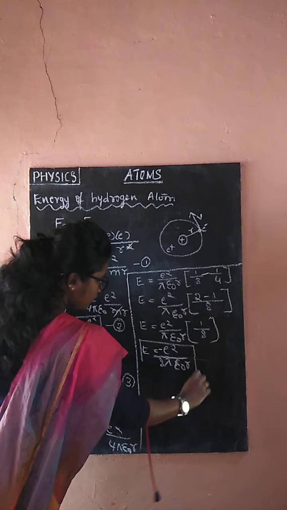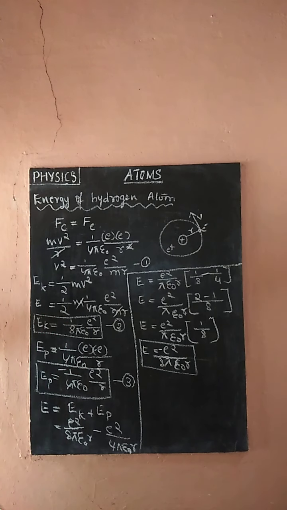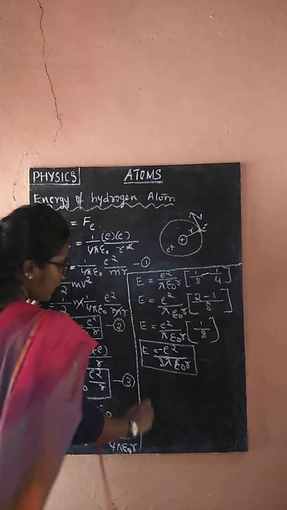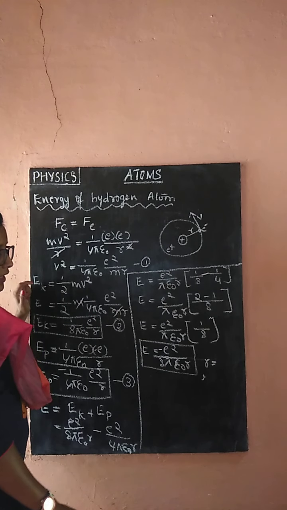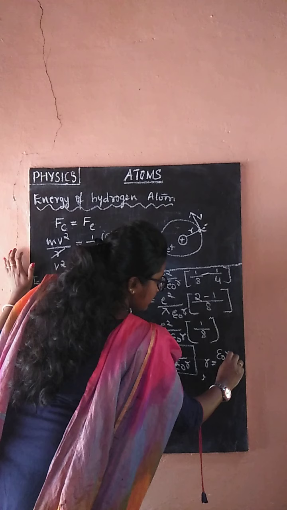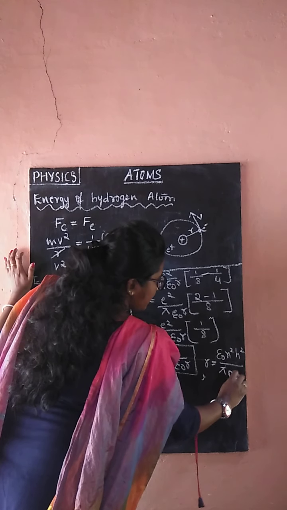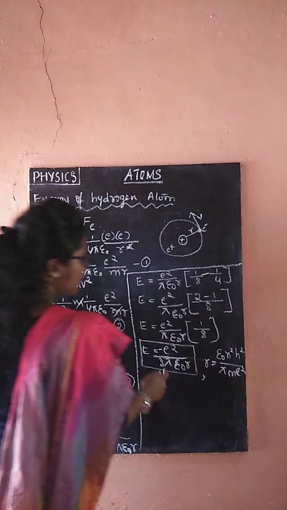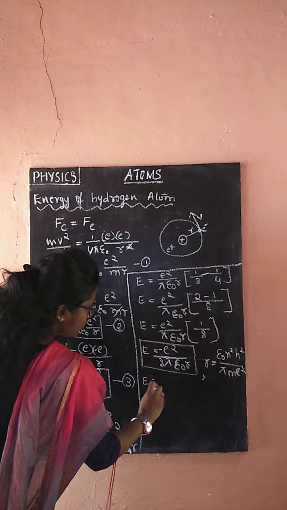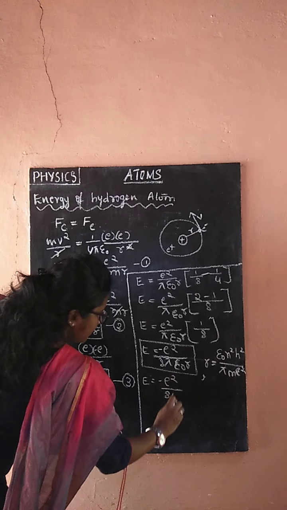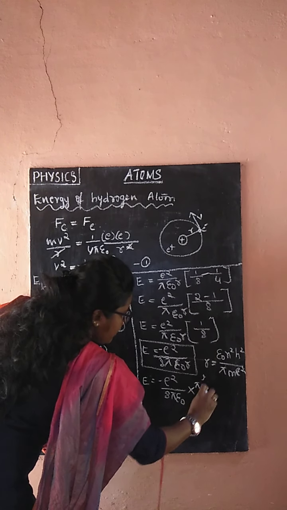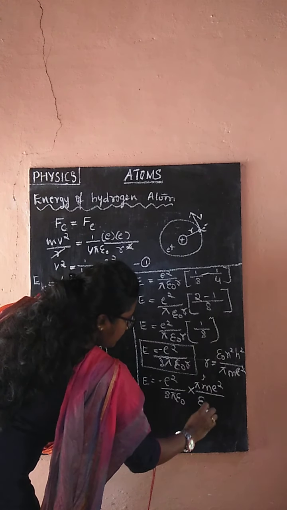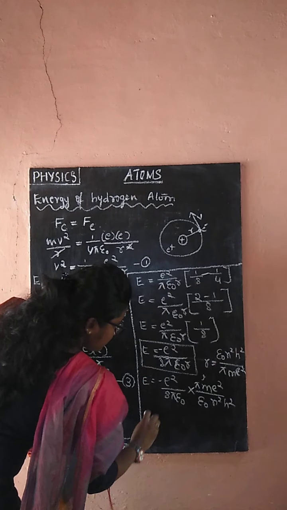This is the formula for the total energy, minus e square by 8 pi epsilon naught R. And we know the value of R, the radius of the nth orbit of an electron, that is epsilon naught n square h square by pi m e square. Substitute that value here. In the place of R we have to substitute epsilon naught n square h square by pi m e square.